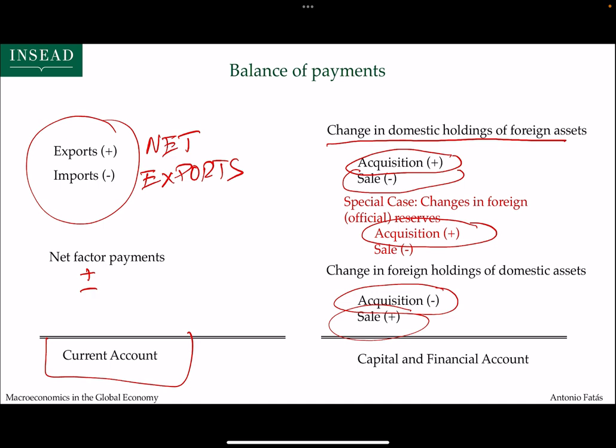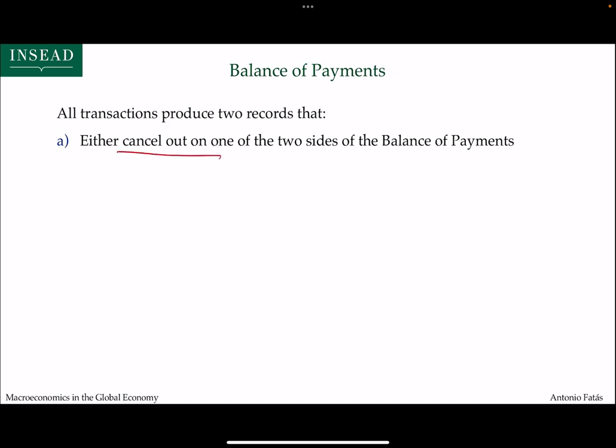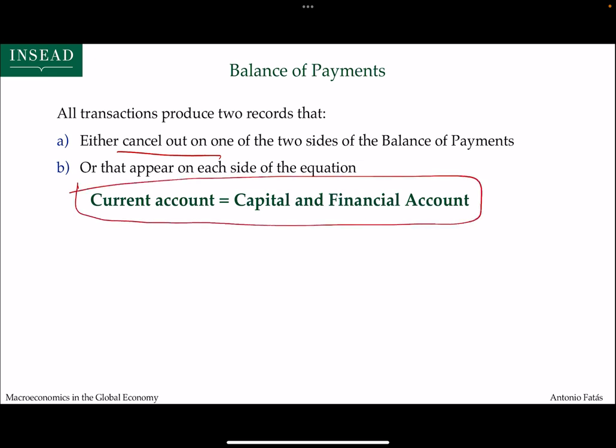Now, when we look at the way we're recording our items here, there's an interesting property that follows. All transactions are going to show up twice in that previous slide, and they're going to show up in two possible ways. Either they show up both on one of the two sides, either on the left-hand side or the right-hand side, but in that case, they're going to cancel out. So one is going to come with a positive sign, the other one with a minus sign. Or they're going to show up on both sides of the balance of payments, one on the current account, one on the capital and financial account, and in that case, they will be identical. So it will always be the case that the balance of the current account is equal to the capital and financial account.